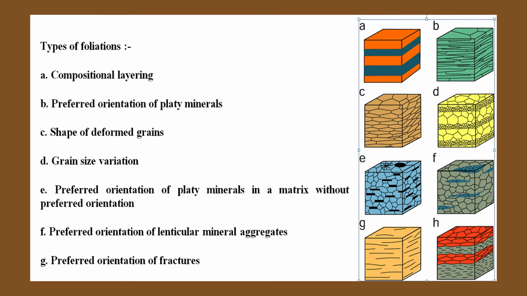Types of foliations: first, compositional layering; second, preferred orientation of platy minerals; third, shape of the deformed grains; fourth, grain size variation; fifth, preferred orientation of platy minerals in a matrix without preferred orientation; sixth, preferred orientation of lenticular mineral aggregates; seventh, preferred orientation of fractures; and eighth, combination of the above.